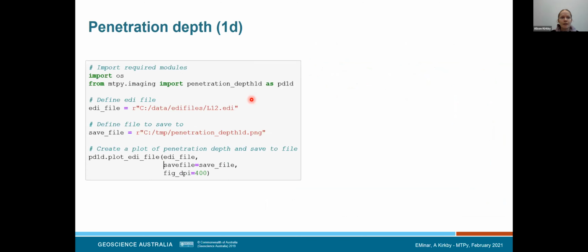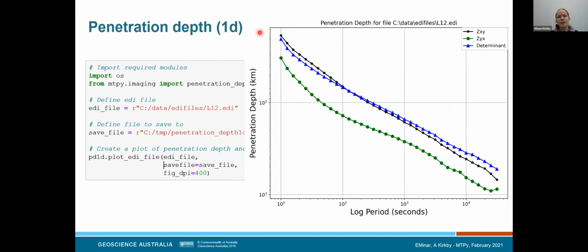And then you can look at a single site if you like as well. So I'll show you that next. You simply provide an EDI file and a file to save to, and it will create a plot, and it will show you the penetration depth as a function of period for the 2 off-diagonal modes and the determinant.